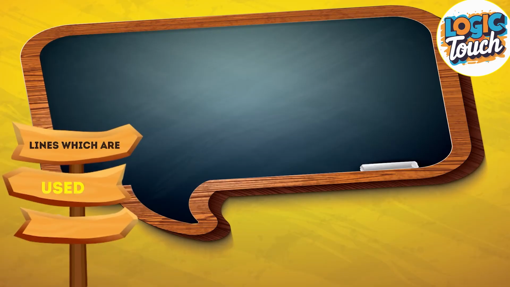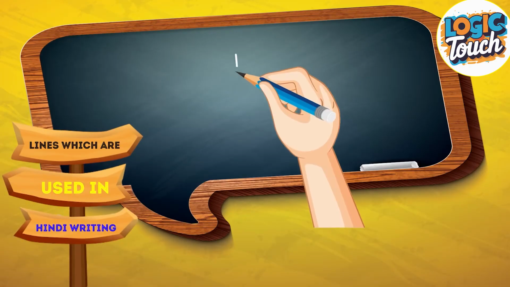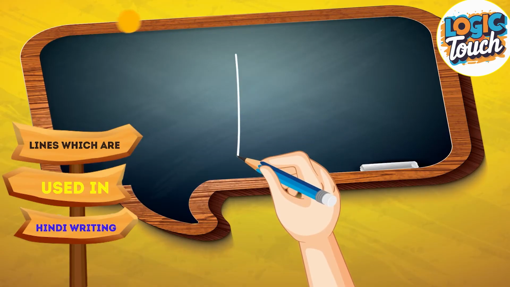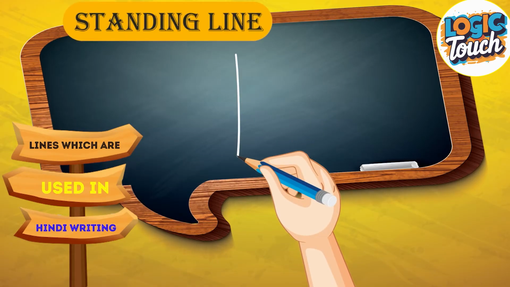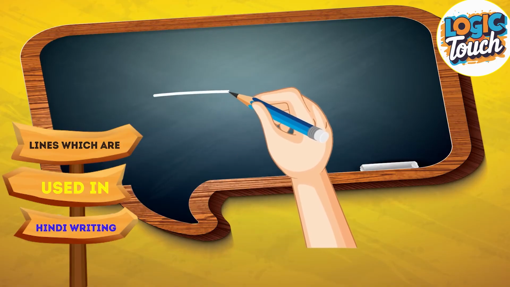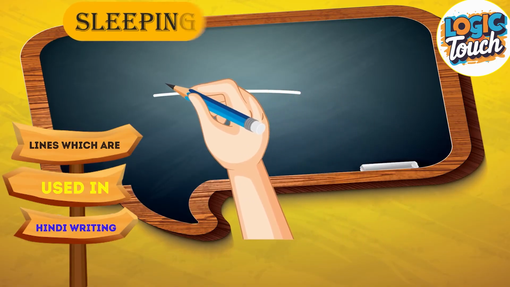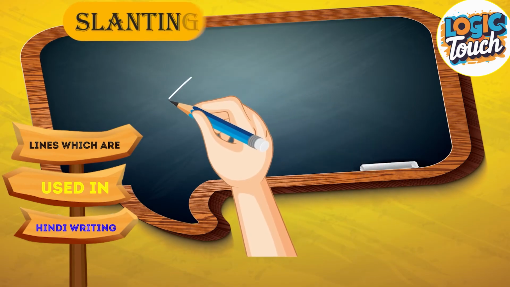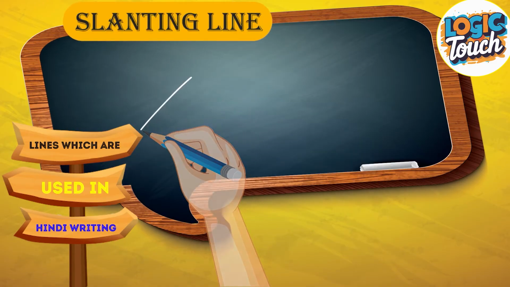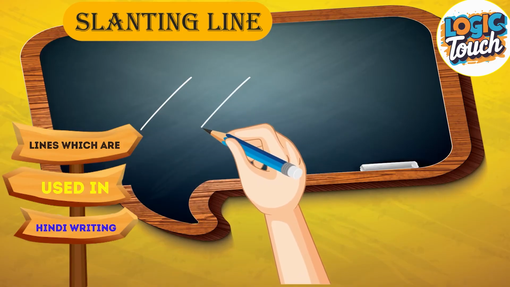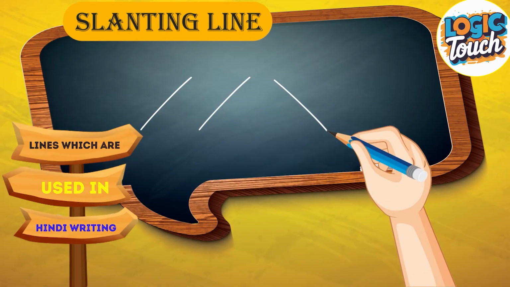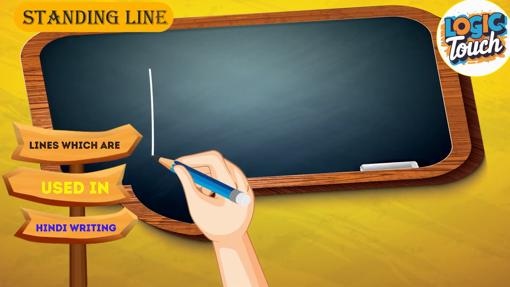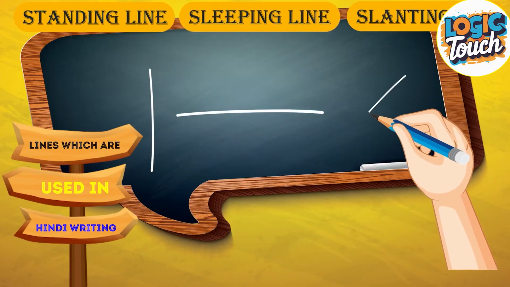Learn lines which are used in Hindi writing. This is called standing line. This is sleeping line. We call it sleeping line. It can be big or small. Now, this is slanting line. It can be in any direction, towards right or towards left. There are three lines: standing line, sleeping line, and slanting line.